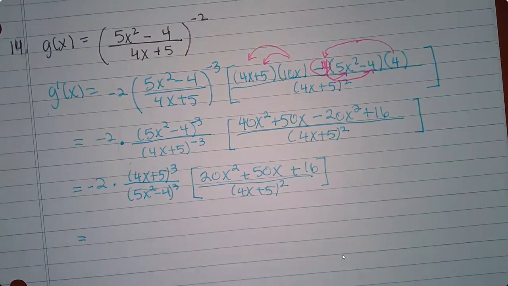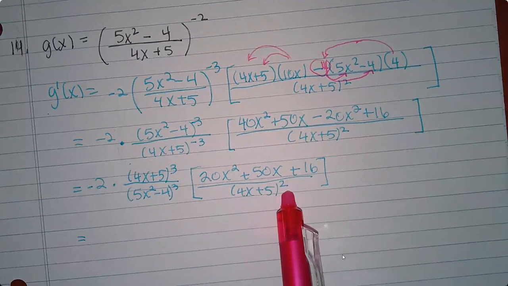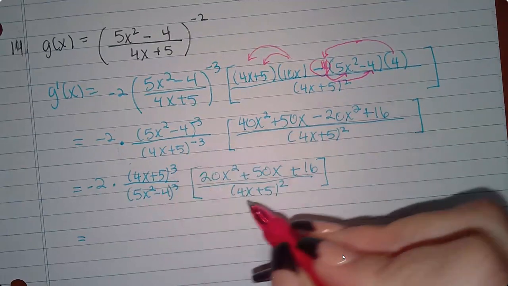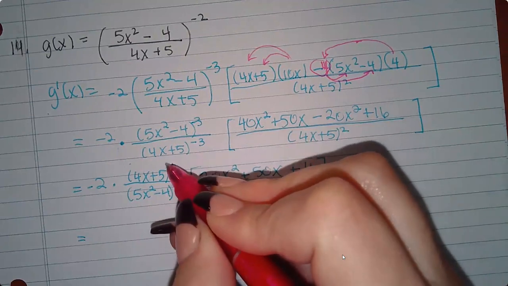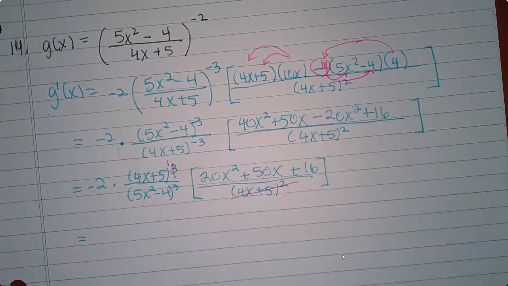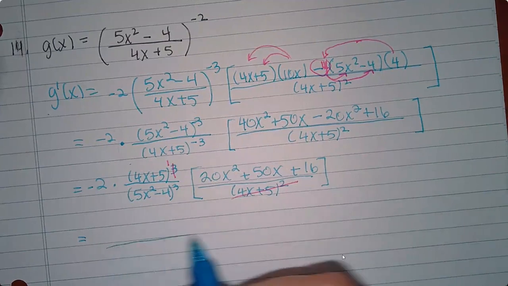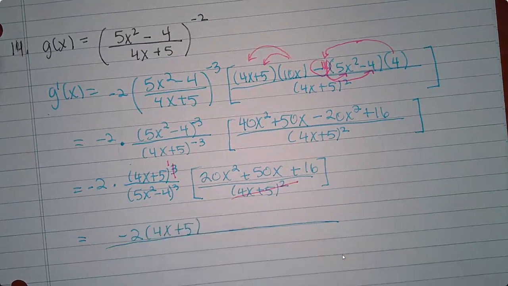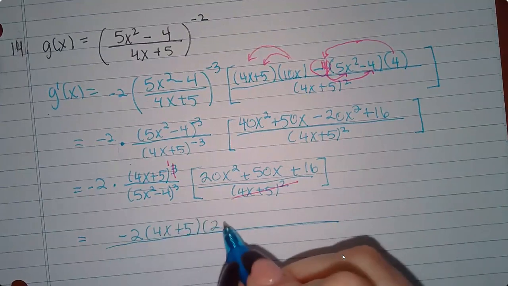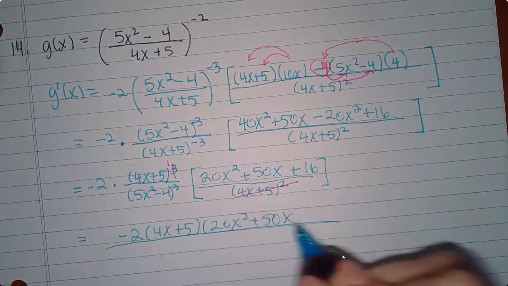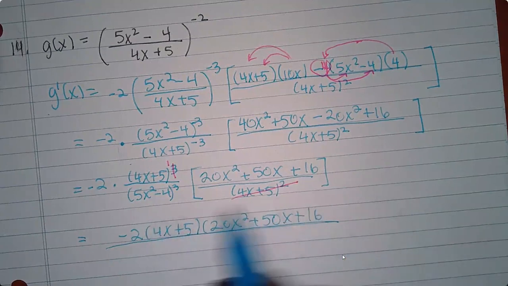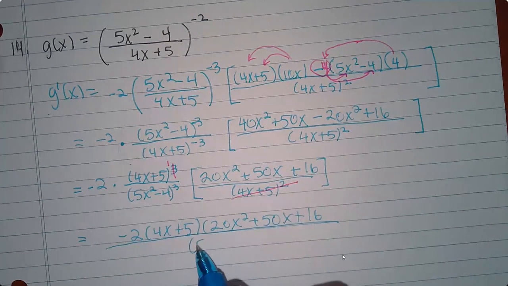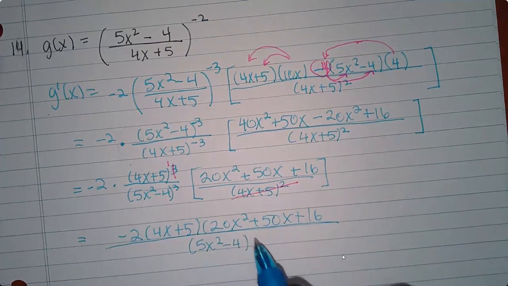But do you see anything that can get reduced? The 4x plus 5s. You have two of them down here and three of them up there. So these two will wipe out two of those, leaving you with just one. Okay. So in the numerator, I would eventually end up with negative 2 times 4x plus 5, just one of them, times 20x squared plus 50x plus 16. And at the bottom, this is not down there anymore. So it's just the 5x squared minus 4.